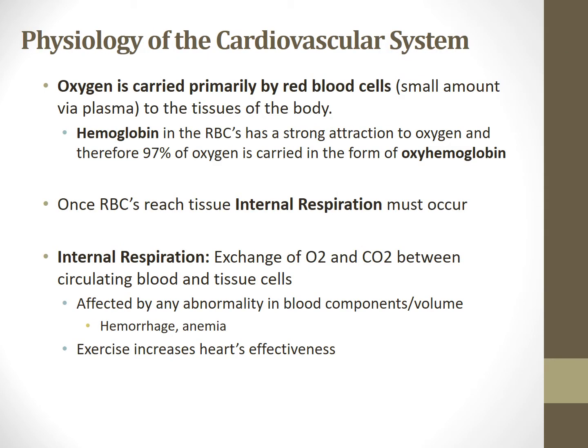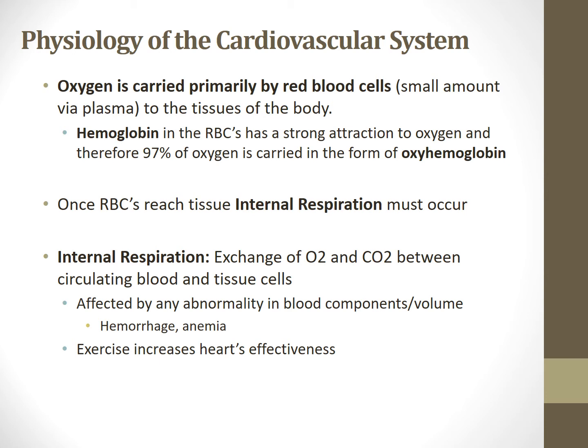The physiology of our cardiovascular system: oxygen is carried primarily by our red blood cells and just a small amount via plasma to the tissues of our body. The hemoglobin in the RBCs has a strong attraction to oxygen, and therefore about 97% of oxygen is carried in the form of oxyhemoglobin. And once those red blood cells reach the tissue, internal respiration must occur. All that means is internal respiration is the exchange of oxygen and carbon dioxide between the circulating blood and the tissues and cells.